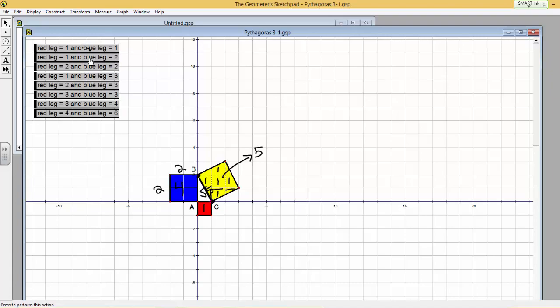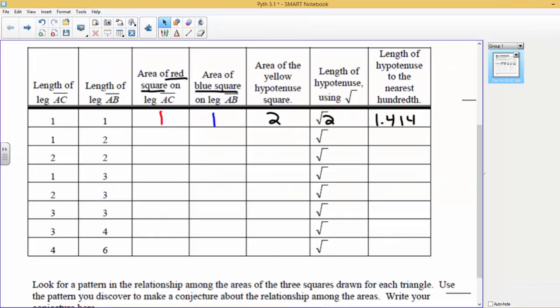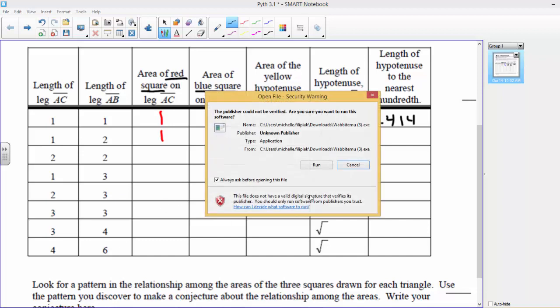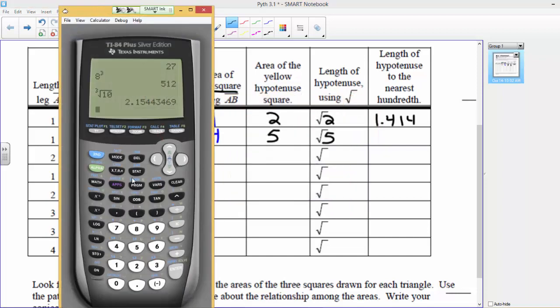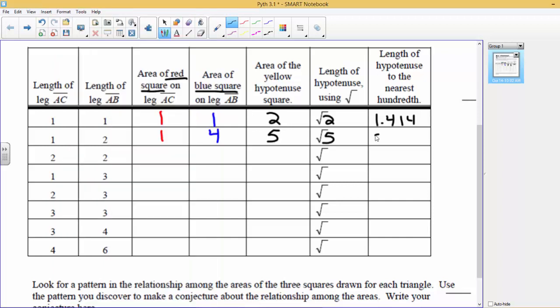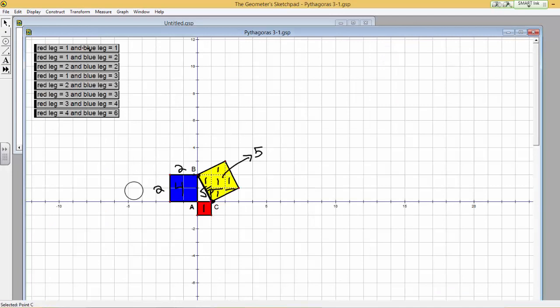So we're going to fill that out on your grid. So the area of the red square was 1. The area of the blue square was 4. The area of the tilted yellow square was 5. And then the square root of 5. And if you pull up your calculator, the square root of 5 as a decimal. So to get the square root, you're doing second x squared. Or you could do math. I think there's a square root under there too. 2.236. Great.